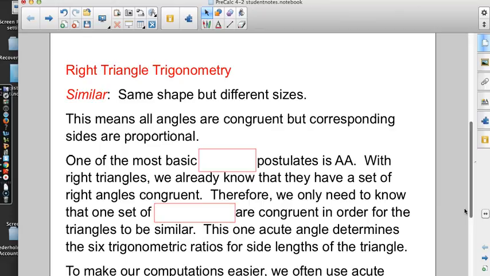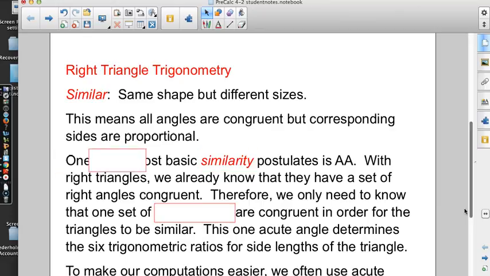Because we'd be taking something and blowing it up, just like you would blow up a picture if you went to Target or Walmart and said to a little machine, hey, make this 120% of what it is before. What the machine does is it takes 1.2 times all the stuff you have on there and makes it bigger. That's what happens when we talk about similar triangles.